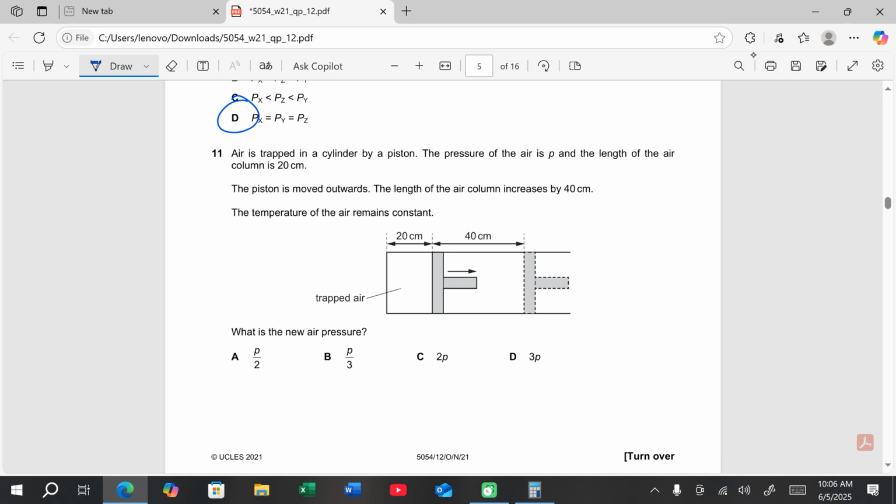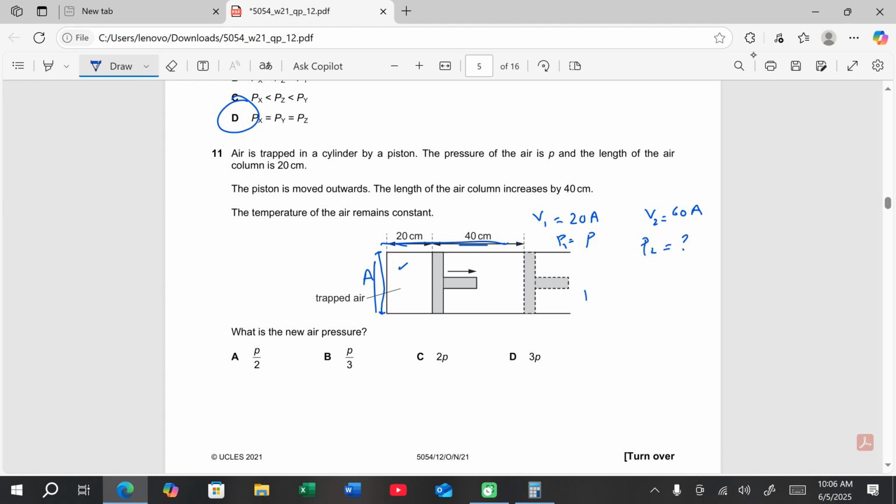First of all, since this has a base area of A, we can take it as A. So the volume will be A times 20. That is going to give you the volume of this. So 20A is your V1. P1 is given as P. V2 is 20 plus 40, 60, times A, because it is base area times height, and P2 is the one that we need to know.